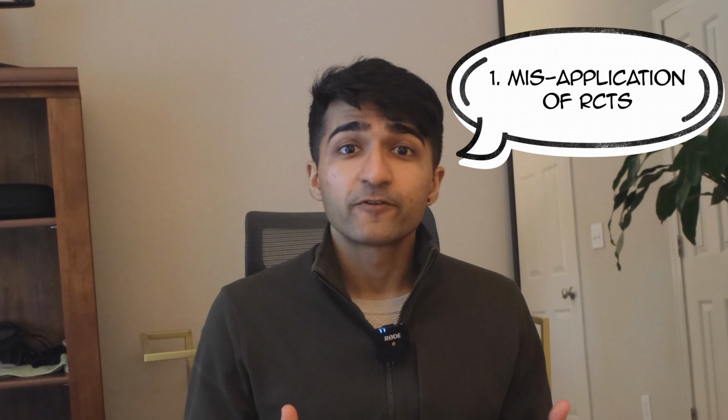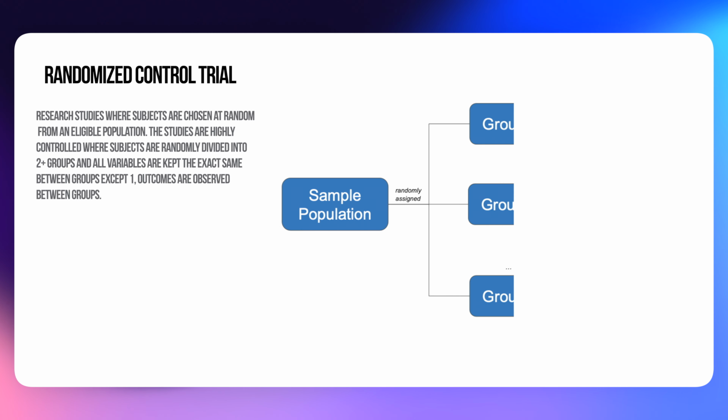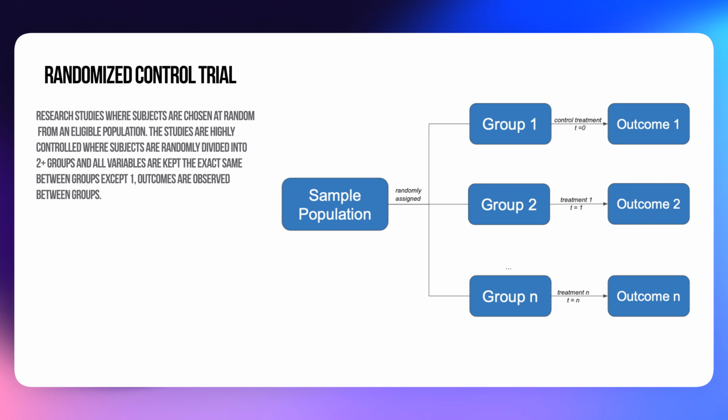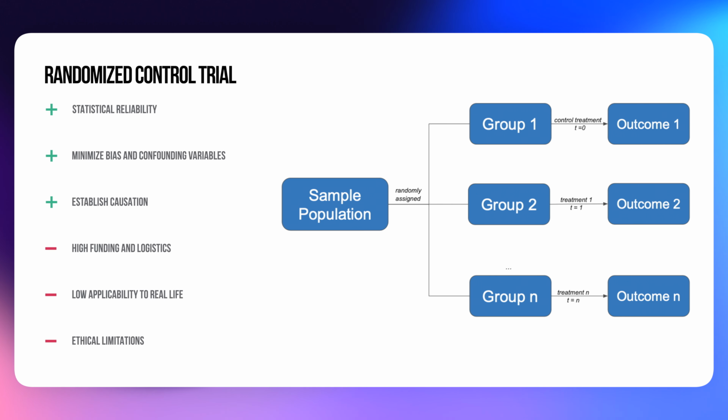The first application of bias is in the misapplication of randomized control trials. But first, what is an RCT? Randomized control trials are highly controlled environments where scientists divide subjects into two groups, where all variables are kept the exact same, or controlled, and observe the different outcomes between the two groups when applying a special treatment to one of them. Within the scientific community, randomized control trials are highly regarded as the gold standard for studying cause and effect relationships due to their controlled nature.